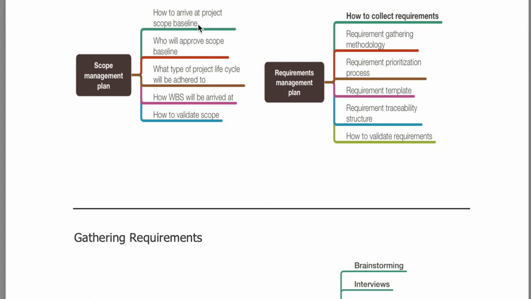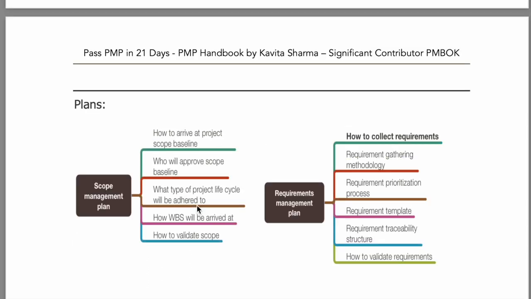Scope management plan, on the other hand, is how do I arrive at the sign off baseline? What is baseline? The agreed scope. So how do I arrive at the agreed scope? Who is going to sign off on the scope? How do I deliver it? Meaning, do I deliver the deliverables iteratively, phase wise, or do I time box it? You know what is time box, etc.